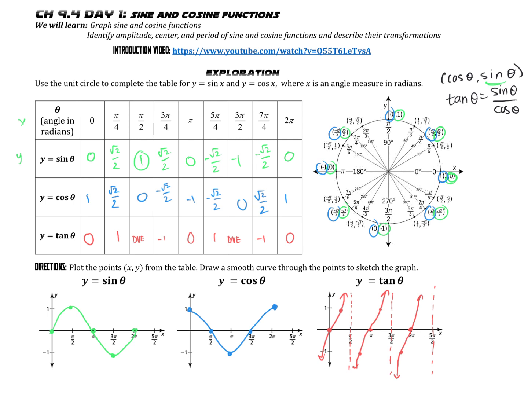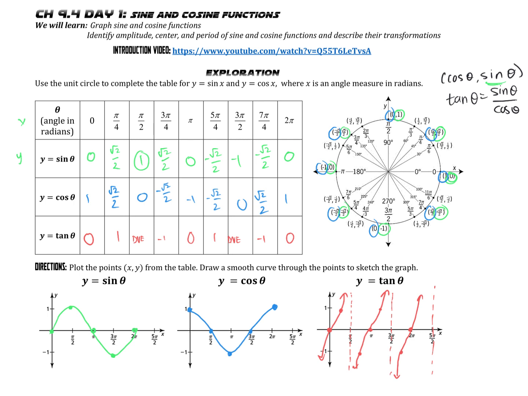So we're really not going to focus too much on tangent. I just like the idea of you seeing the graph for the first time so that you can get an idea of what the tangent graph looks like. It has all of these vertical asymptotes because there are places where sine over cosine doesn't exist.